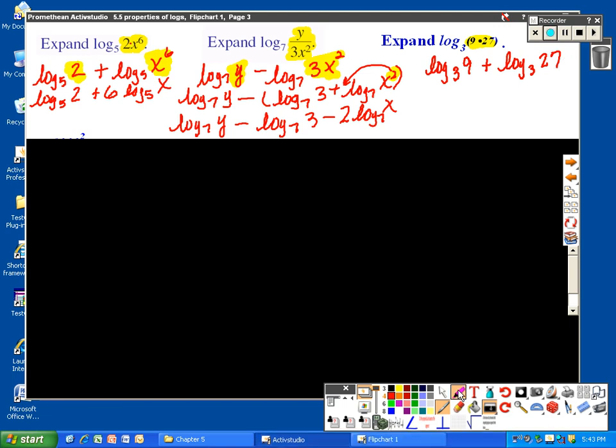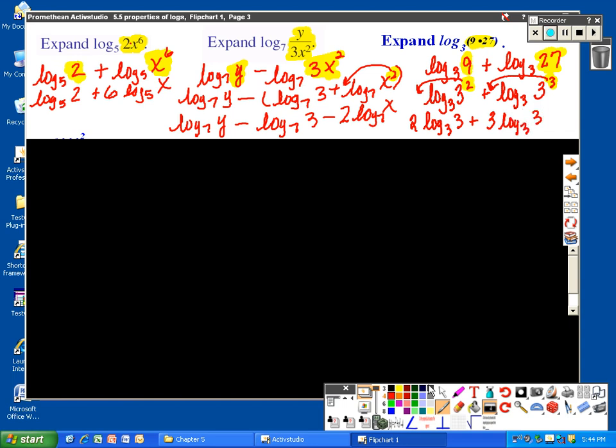Now, can you write 9 as a base 3? That would be 3 squared, so that becomes log base 3 of 3 squared. And can you write 27 as a base 3? That's log base 3 of 3 cubed. Well, back here I have a power, so I have to move those to the front. So that becomes 2 times log base 3 of 3 plus 3 times log base 3 of 3.